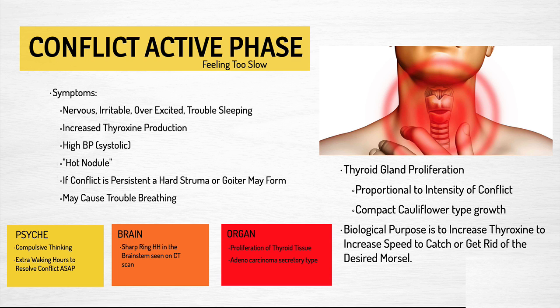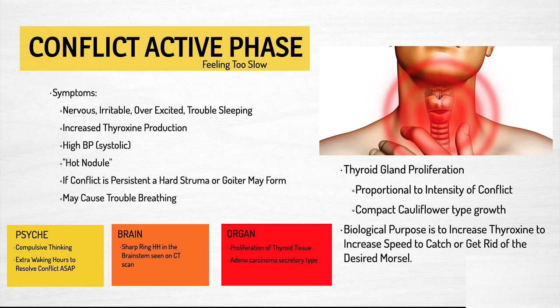It wants you to survive. It's perceiving everything about this emotional state that you are in. And so it wants you to be able to speed up, get rid of the morsel, catch the morsel, do what you have to do. And so it may lead to something like a hot nodule or a compact cauliflower-type growth, like this adenocarcinoma, secretory type, because it's secreting more thyroxine. Your blood pressure's up. You may have trouble breathing as this area of the thyroid is growing, as it's expanding, and that may cause an issue with swallowing or with breathing.